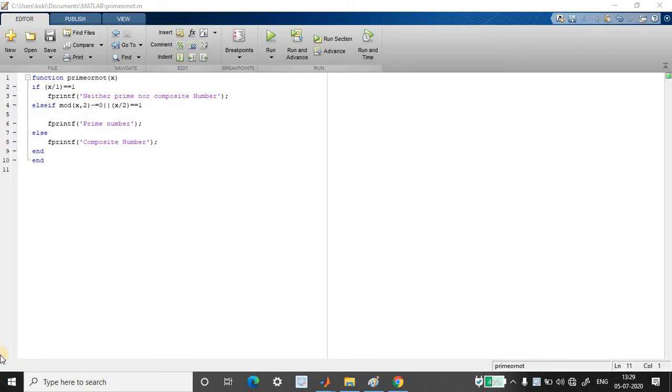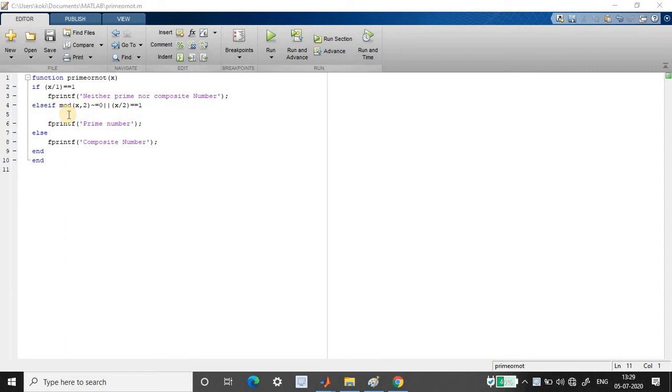Okay, so I have used an if-else structure. In the first part of the if, that part is to find whether the number is neither prime nor composite. It is very easy, since only one number is neither prime nor composite. I have given the condition x divided by 1 equal to 1. This just detects that if 1 is fed as an input, then it is neither prime nor composite.